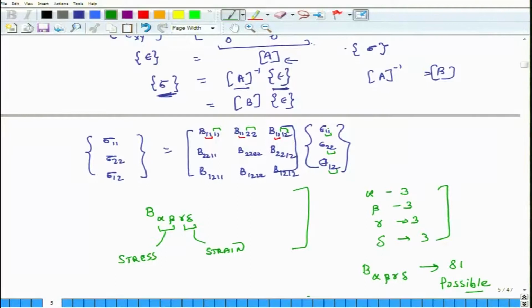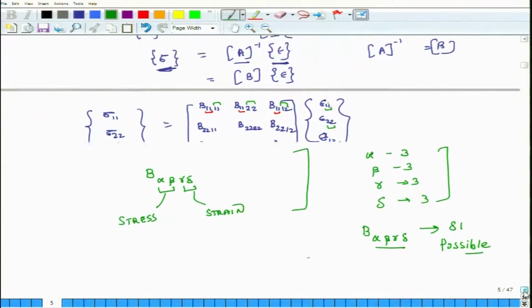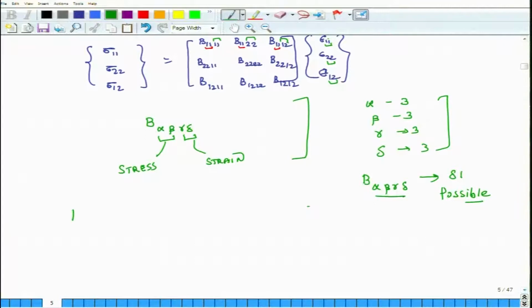But for a generally anisotropic material, this B has 4 indices alpha, beta, gamma, delta, and each index can assume 3 different values. So, it can have 81 possible different values. That is one thing. The second thing is that B is a 4th order tensor.